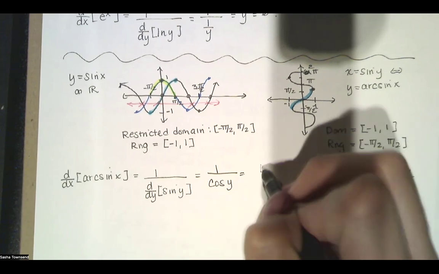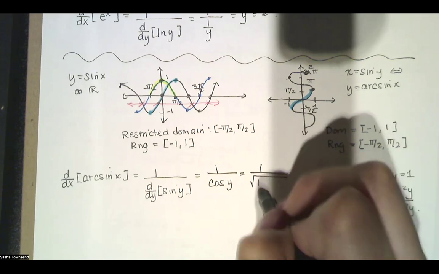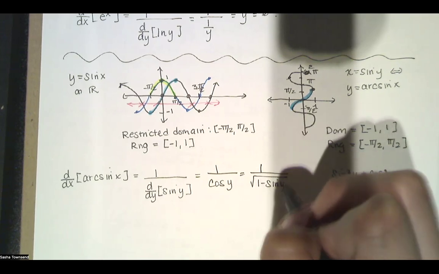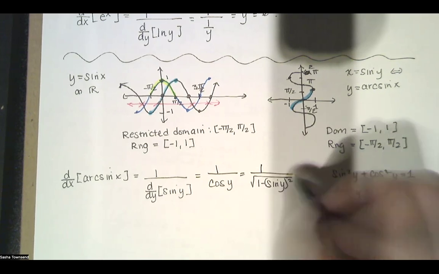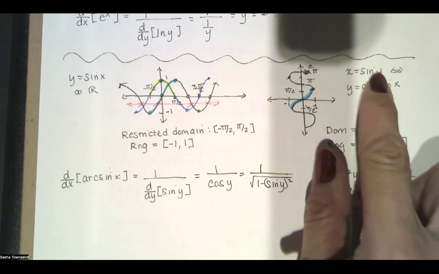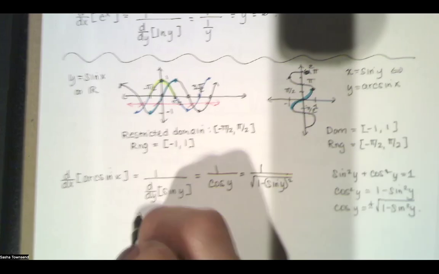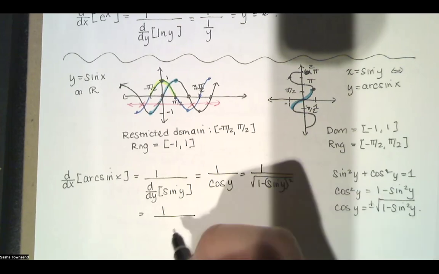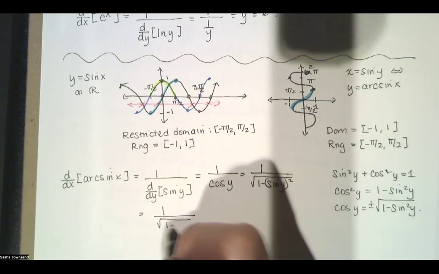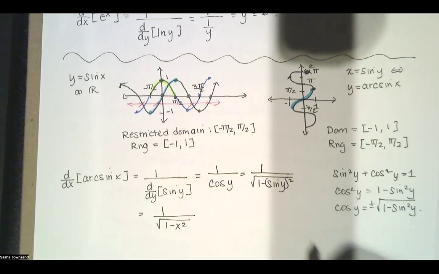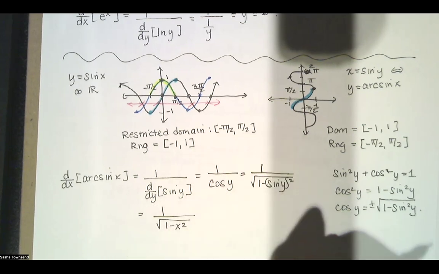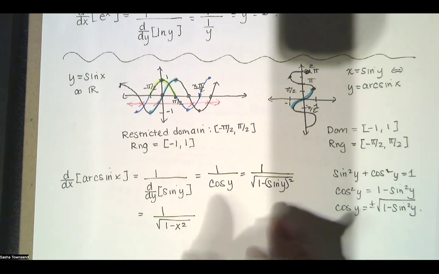So this is 1 divided by the positive square root of 1 minus sine squared y, or I can call that sine of y squared. You say, but what is sine of y in terms of x? Well, sine of y is x. So the derivative with respect to x of arc sine of x is 1 divided by the square root of 1 minus x squared. So that's nice. That's really nice.